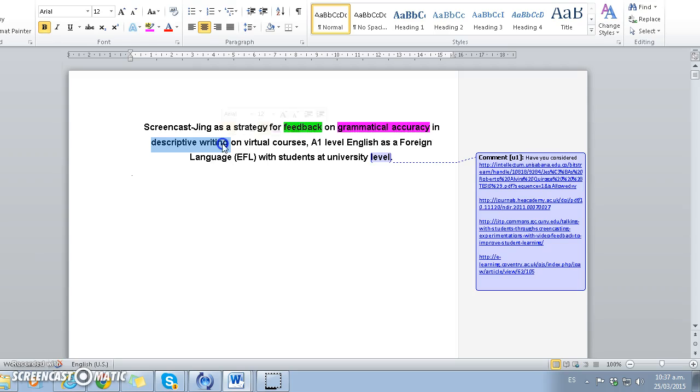Then we come to descriptive writing. That is another important issue of the paper. So you have to actually describe screencast. The scenario is the virtual courses.